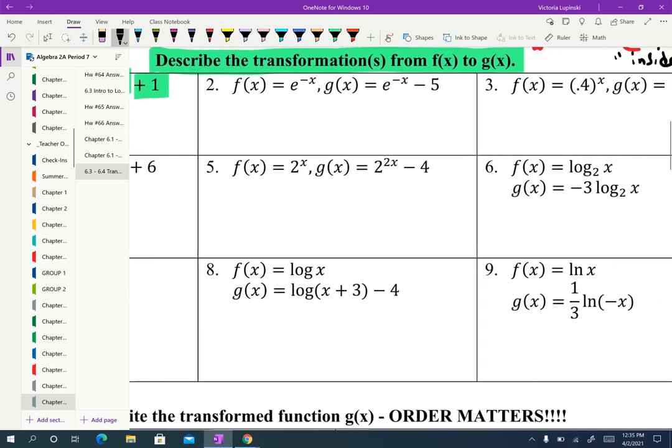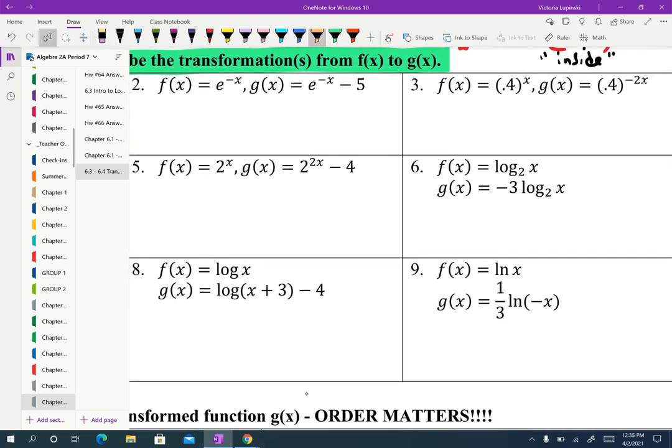Be a little bit cautious here for number 2. Notice that the parent function starts off as e to the negative x. The transformations are only things that change from the f to the g. So you're not actually going to include that negative as a transformation because it was in the original. All you're going to do is address this big minus 5, which would of course be down 5.